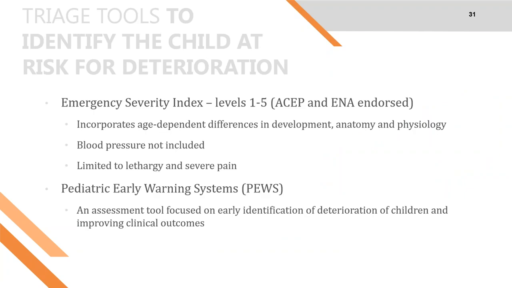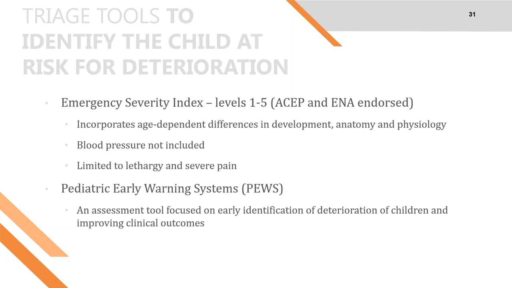If you go to the next slide, there are certainly a number of triage tools that currently exist. One of the most commonly used is, of course, the Emergency Severity Index. This uses a numeric scale of levels 1 through 5, with 1 being the most critical, 5 being the least. And what you'll see is that while this Emergency Severity Index certainly incorporates these age-dependent differences in terms of anatomy and physiology and development, blood pressure is not one of the specific inclusion criteria.